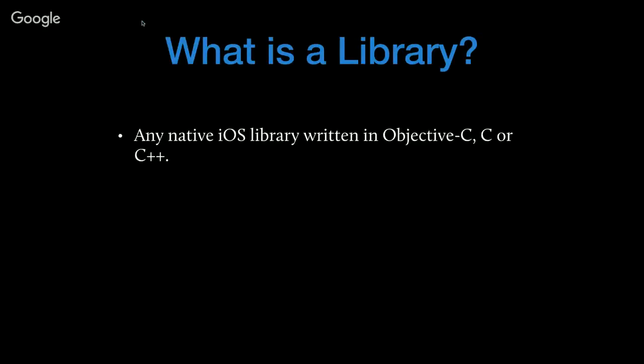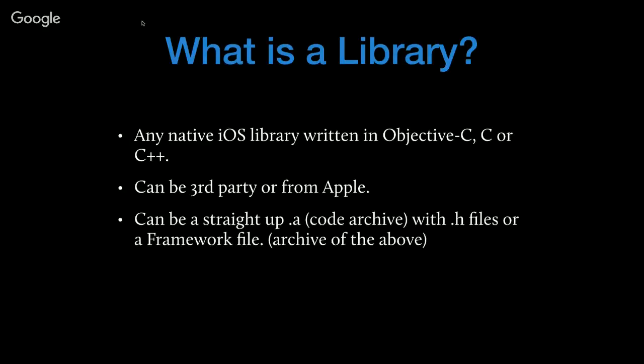All right, a library is any native iOS library written in Objective-C or C++. It can be a third-party dude on GitHub. It can be from Apple. It can be a straight up .a file, which is a code archive for those of y'all who don't know. So it's basically all the code for the library. It hasn't been stripped. It hasn't really been processed at all or optimized at all.